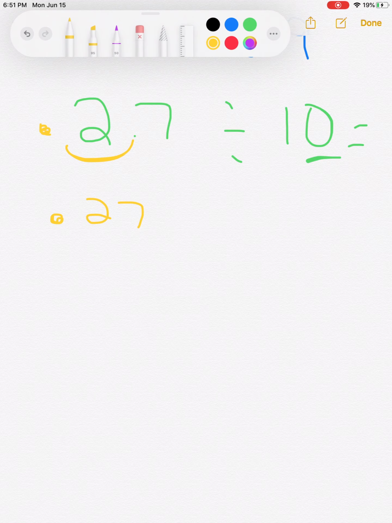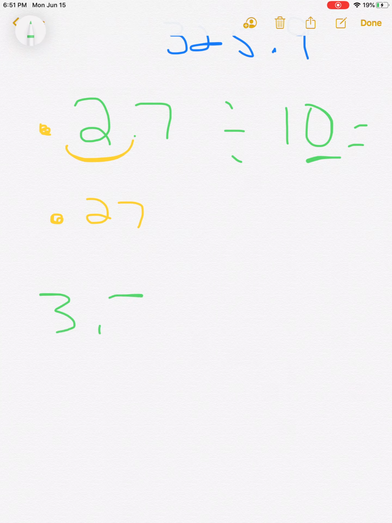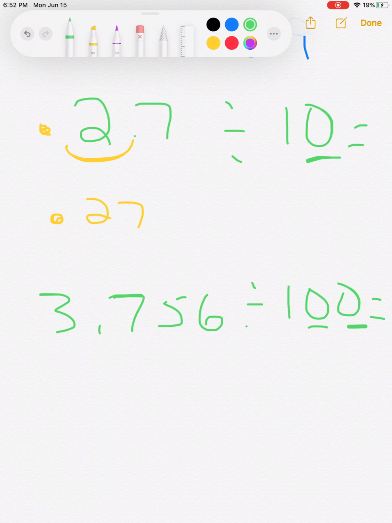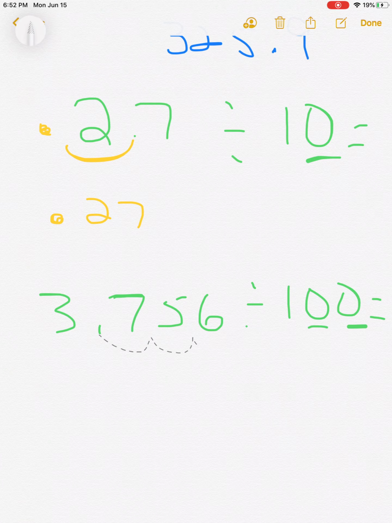And if it feels a little tricky, let's do another one, okay? Let's try 3.756 divided by 100, okay? First things first, always count how many zeros are in the base 10 number, right? If Ms. Dorn is going too fast, pause the video, rewatch it as many times as you need to. The video is here to help, all right? 2 zeros in our base 10, which means we move our decimal 2 spaces.